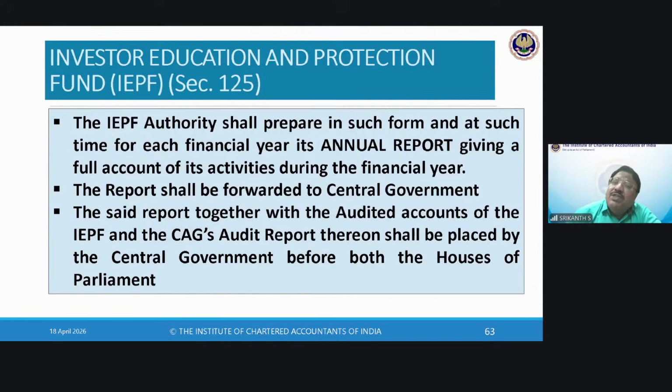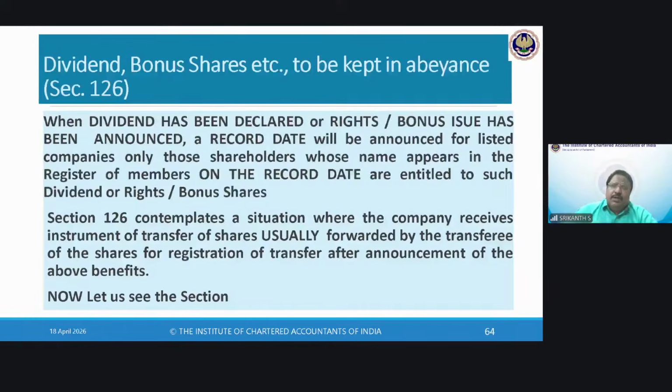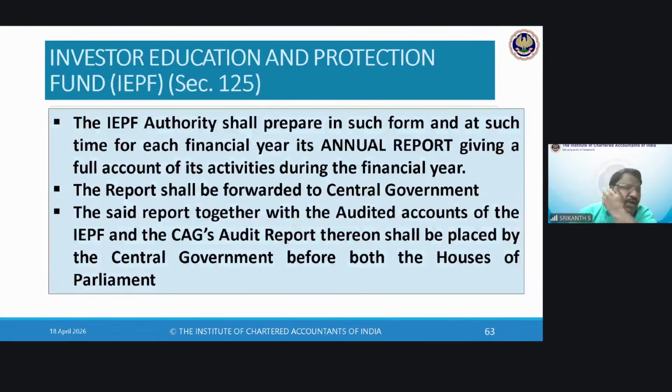And if you still have further doubts, you can go under the RTI, Right to Information Act, because the IEPF authority is an instrumentality of the state. So under the Right to Information Act, you can ask, what did you do? Where did you conduct? They have to give you the reply. There is no national security here. There is no secret confidentiality here. These are public information. Okay. So these are the provisions relating to IEPF.